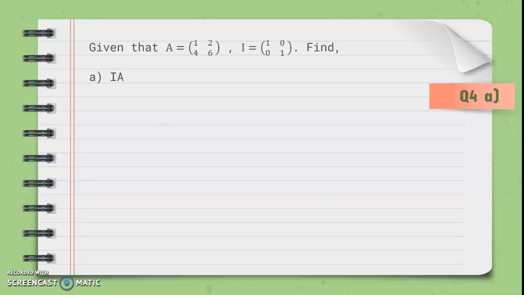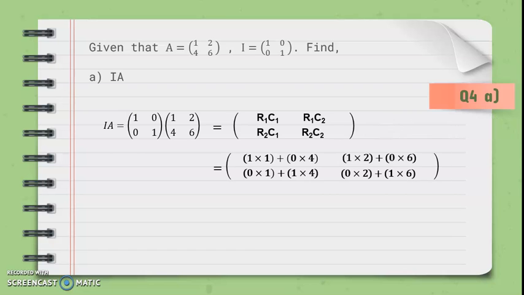Okay, have you done it, class? Good. So let's check your working. Your answer should be matrix 1, 2, 4, and 6. Everyone got the same? Yes? As you can see, this matrix is actually the same as matrix A. Why is that? I want you to think about that, okay?